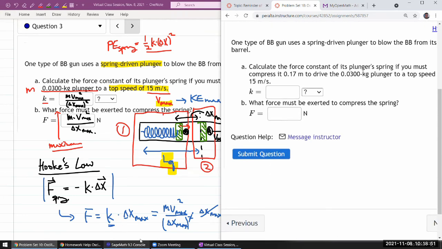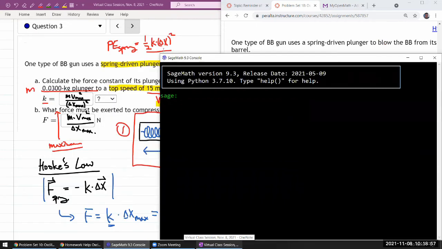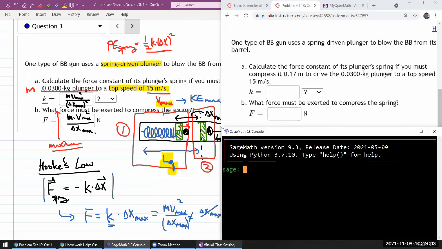Let me do it this way. I'm going to use Sage. I have Sage Math open for other things I want to do. Let me use this as my calculator instead of the scientific calculator from Windows. This is actually a better calculator in many different ways. Let me declare my variables. m, v max, x max, and k? No, I don't think I need to define k. Okay, so for my k, I can say my k is mass times v max squared divided by x max squared. Now it's an expression.